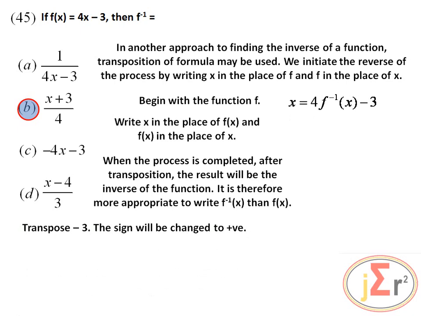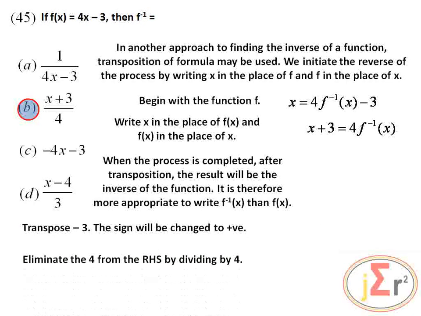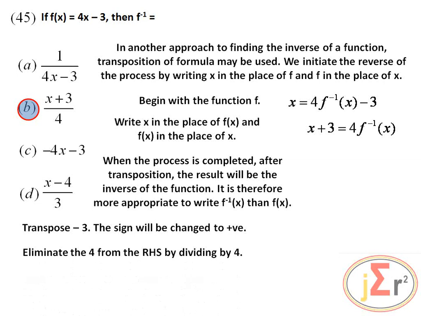Transpose negative 3, the sign will be changed to positive. So this negative 3 will be transposed. And we have x plus 3 is 4 times f inverse of x. Eliminate the 4 from the right hand side by dividing by 4. So x plus 3 over 4, and that is equal to f inverse of x. So f inverse of x is x plus 3 over 4.